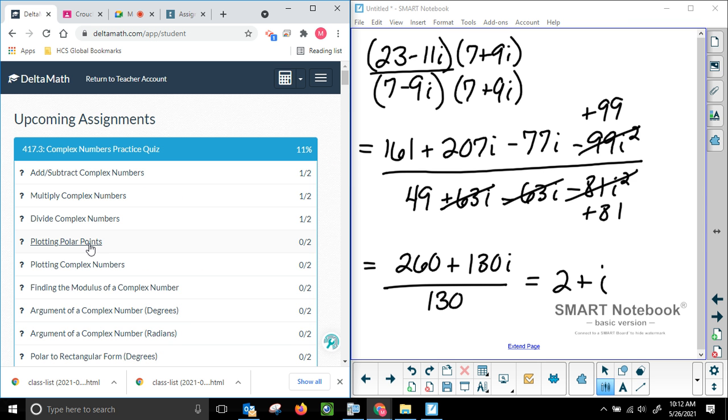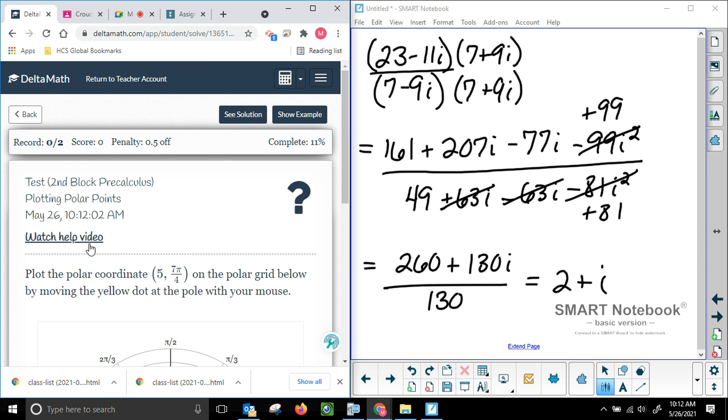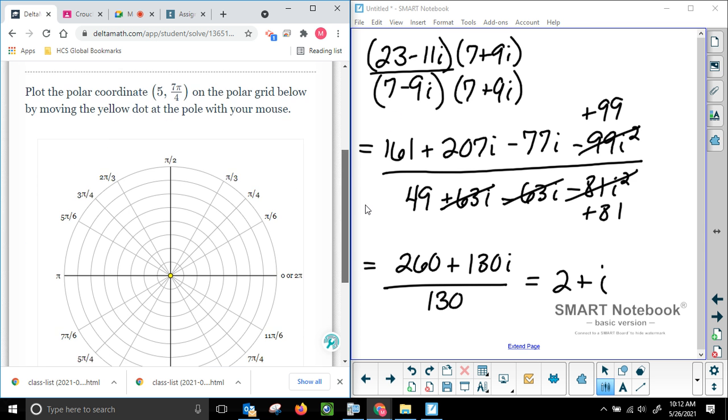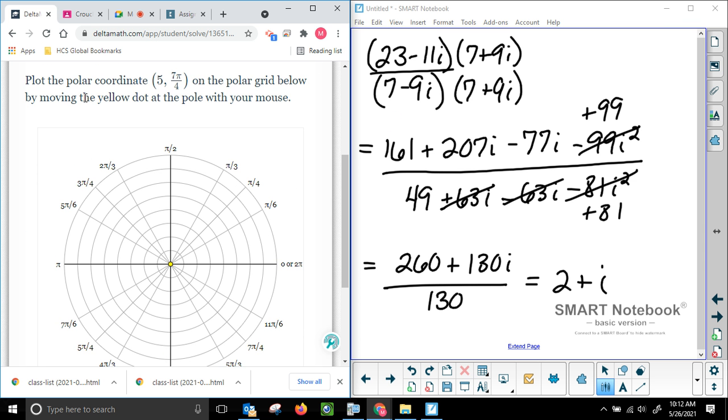Now we can come down to plotting polar points. Here it says plot the polar coordinate (5, 7 pi over 4). All we do is move this dot. So we need to move it out to the 1, 2, 3, 4, 5th ring. And then we need to go to 7 pi over 4.